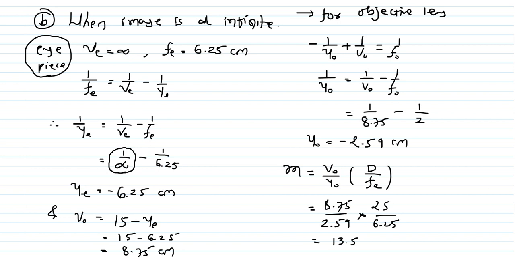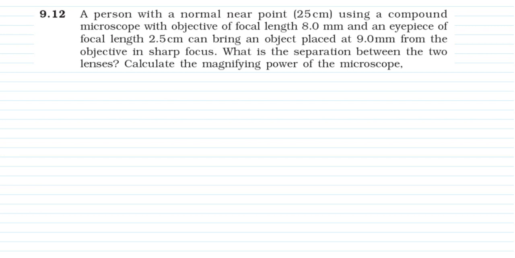Next sum, 9.12. A person with a normal near point of 25 centimeter is using a compound microscope with an objective of focal length 8 mm and an eyepiece of focal length 2.5 centimeter. The person can bring an object placed 9 mm from the objective in sharp focus. What is the separation between the two lenses? Calculate the magnifying power of the microscope, right friends.